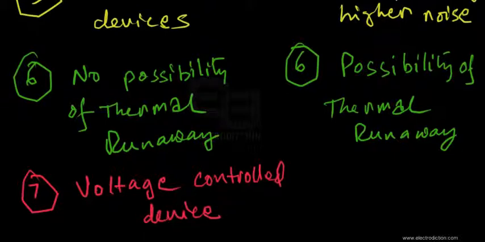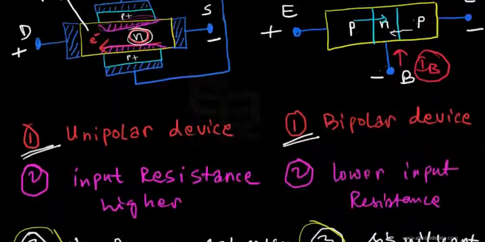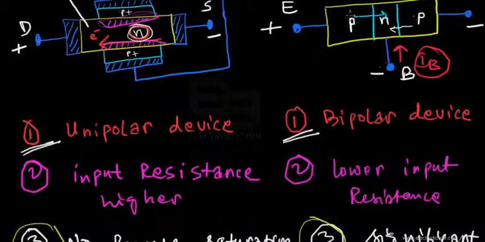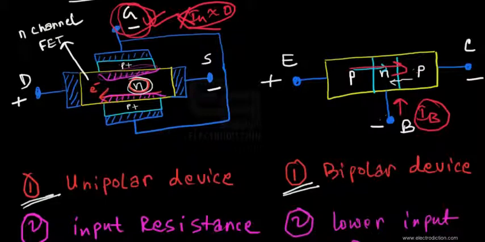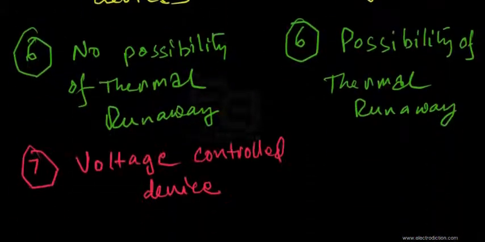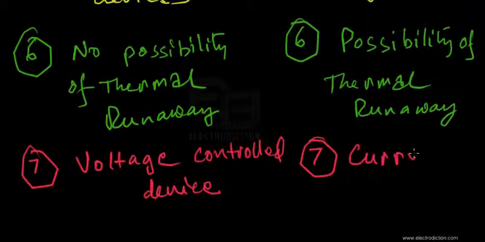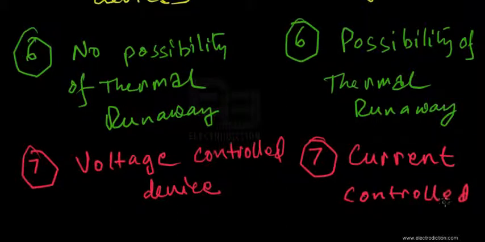But in the case of the BJTs, as I said, the base current controls the amount of current flowing through the bipolar junction transistors. Therefore they are termed current controlled devices, since the amount of input base current controls the amount of current that would be outputted by the BJTs itself.